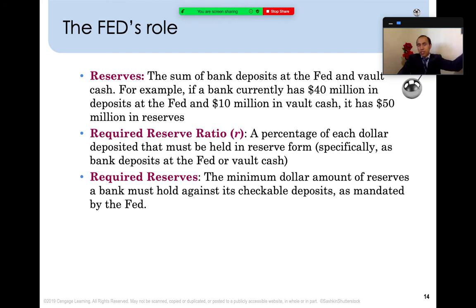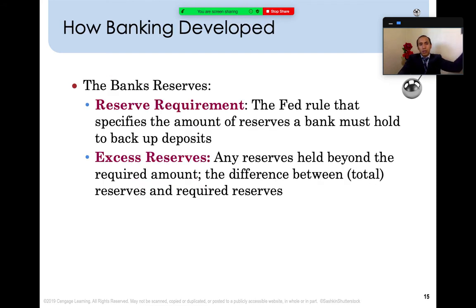So what do they do with the extra 90 million? Those are considered excess reserves. The excess reserves are any reserves held beyond the required amount, the difference between the total amount of reserves and the required reserves, and the bank can lend any extra reserves to the public, to investors, to businesses, to consumers, etc. As long as the bank meets the required reserves, or the reserve requirement, the Fed keeps it in good standing.